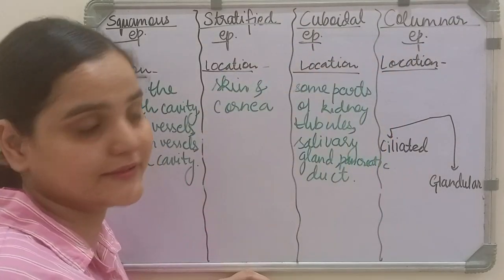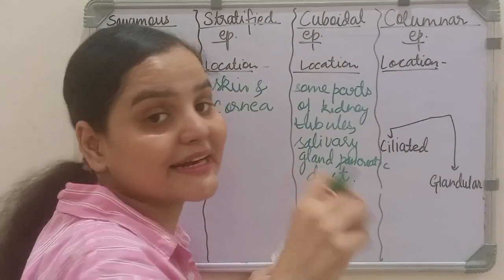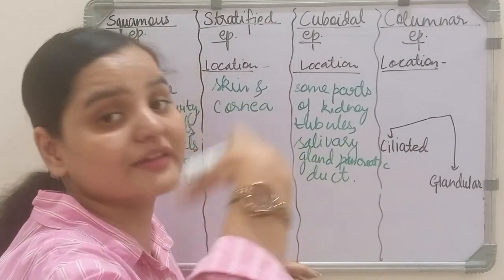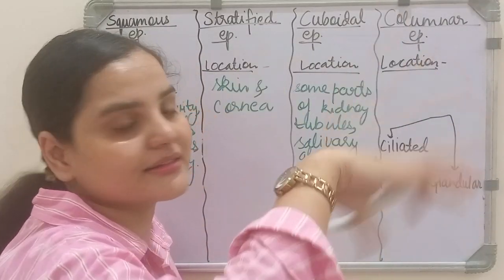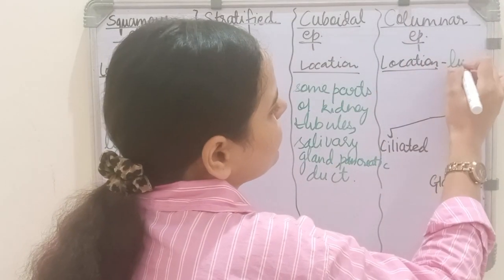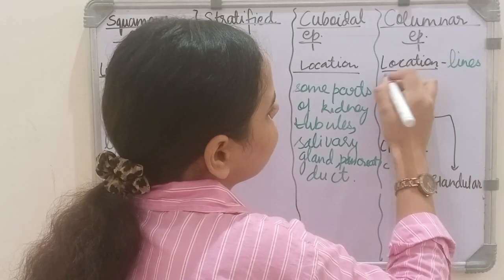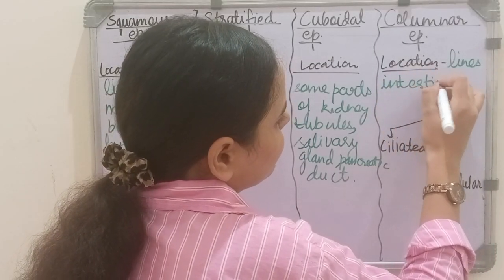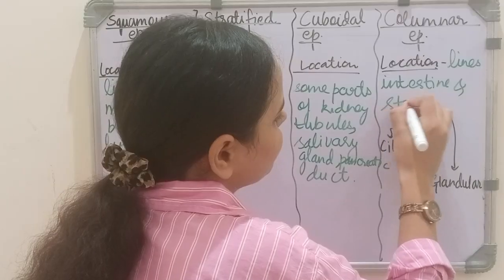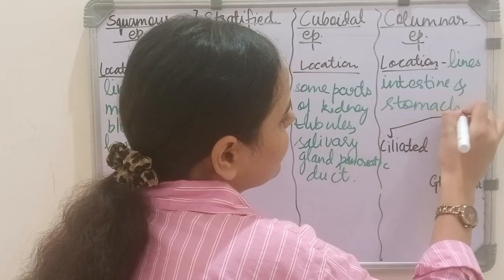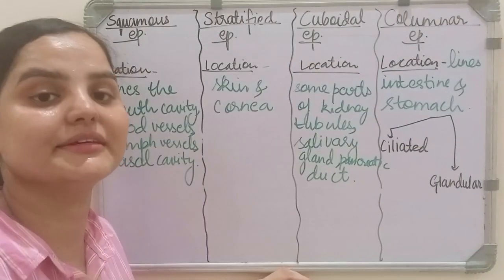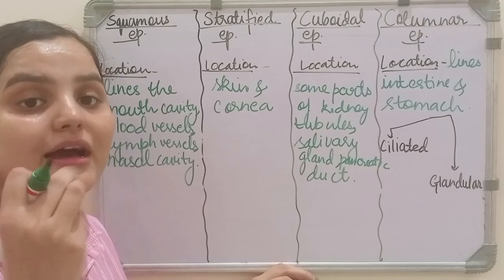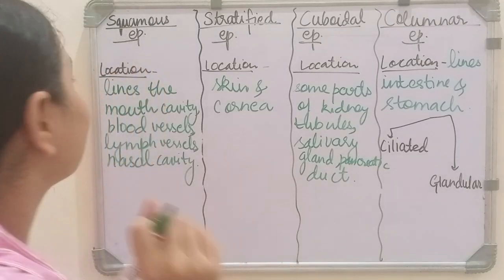Now columnar epithelium. This columnar epithelium lines the small intestine and stomach. So it lines intestine and stomach. There also its function is again secretion and absorption. Now let's see the function.